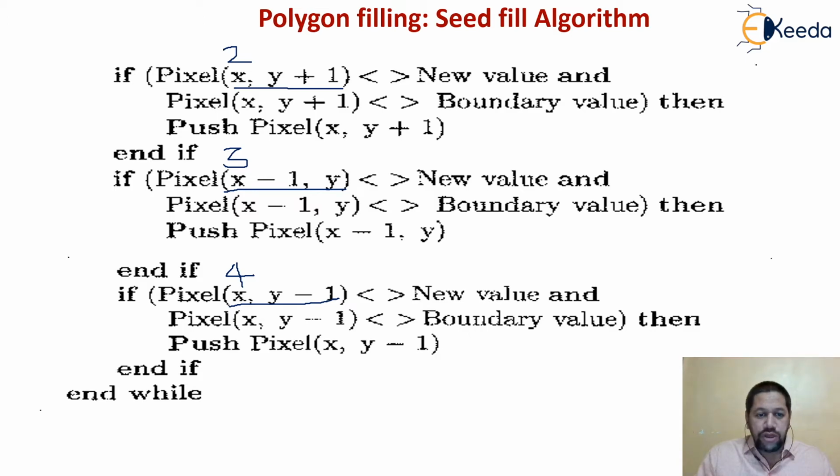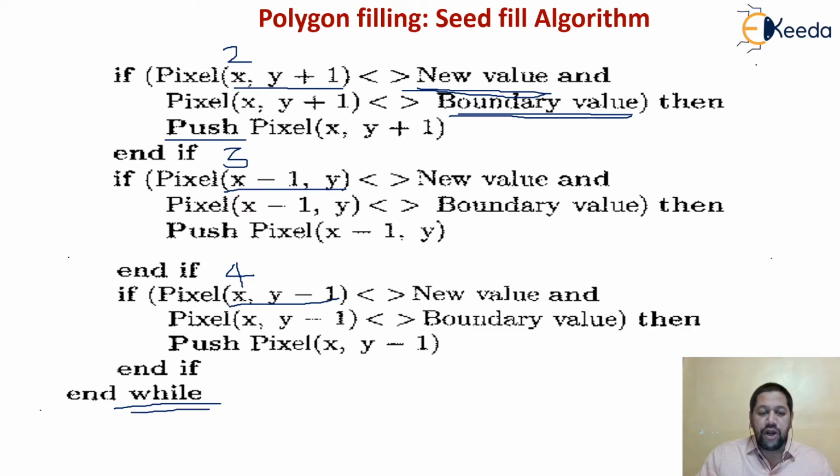Okay, for all these pixels, I'm going to check whether it is not equal to the new value, and it is not the boundary value. Then and only then you are going to push it, or activate it with the fill color. Because when you push it on the stack and remove it from the stack, you are going to fill it with the color. So that is the procedure: push that pixel only when it is not filled with the color and is not the boundary color. And this is the end of the while loop.